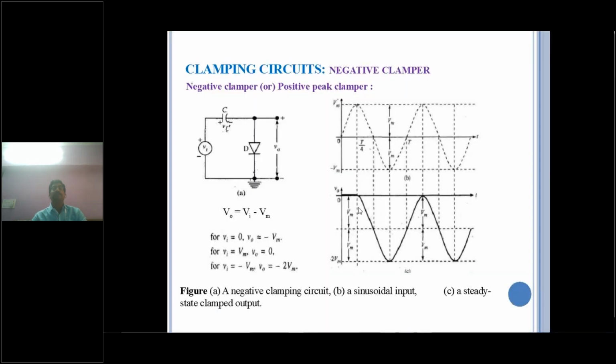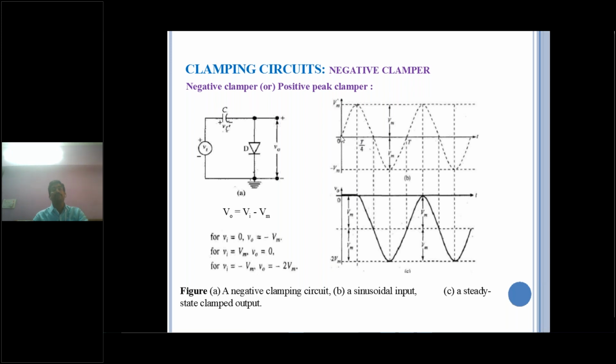Next, this is the circuit diagram for the negative clamper. Here we have the input voltage, capacitor and diode. When will this diode be in the forward bias condition? This is the input waveform, the dotted waveform is the input waveform. The input waveform is divided into 4 quarter cycles, where the total period is capital T. So I am going to take the first quarter cycle, 0 to capital T by 4.